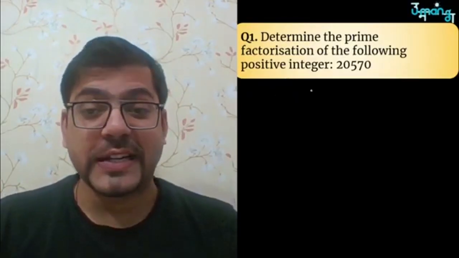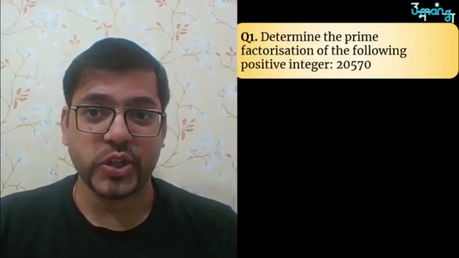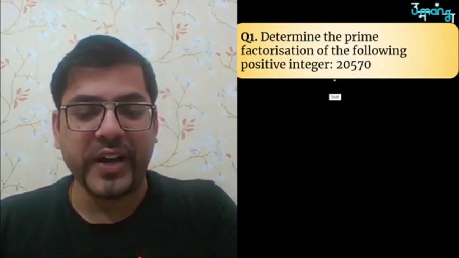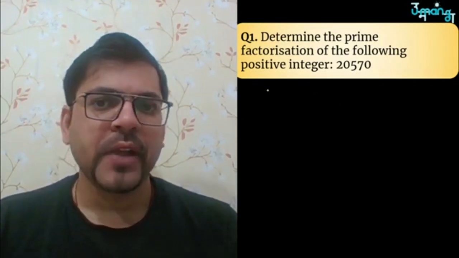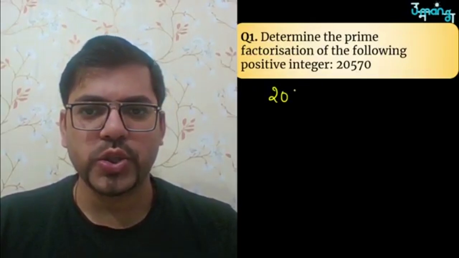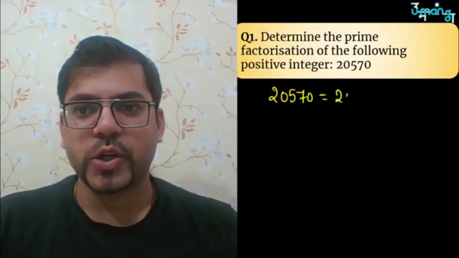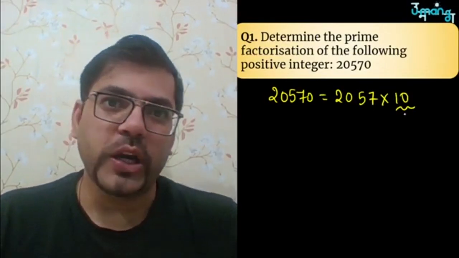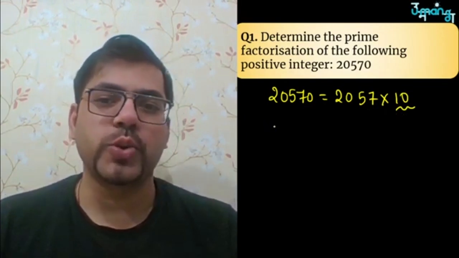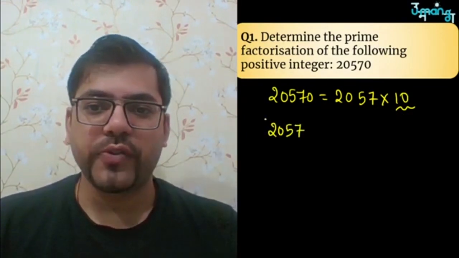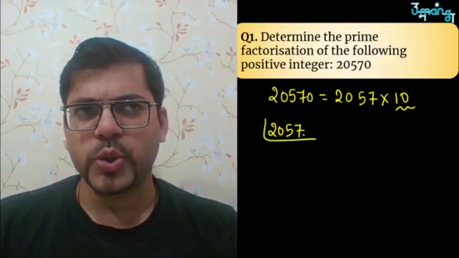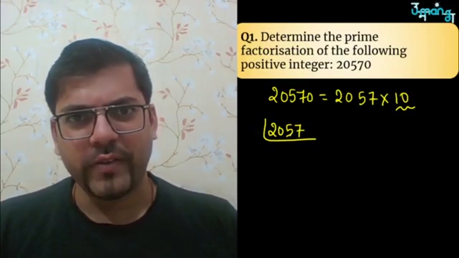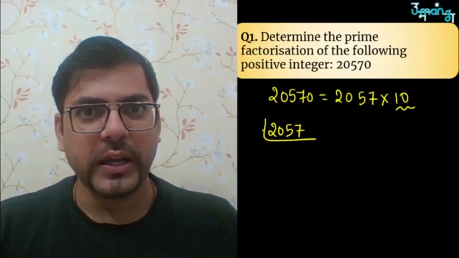So here's the first question. It says that we have to find the prime factorization of the positive integer 20570. First of all, I am able to see that 20570 is nothing but 2057 into 10. And 10 is nothing but 2 and 5, isn't it? So let's talk about 2057. I hope we will be able to solve it using 11. Probably 11, because 3 will not divide it, 7 will not divide it, so only 11 is remaining.